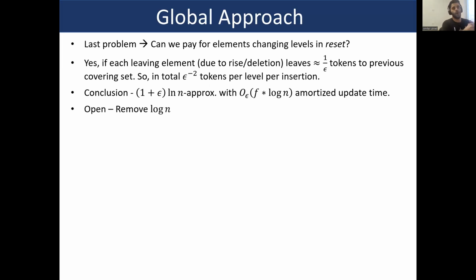But a main open problem is to remove this log n dependency and just stay with O epsilon of F, either by a randomized or deterministic algorithm. And that's it.